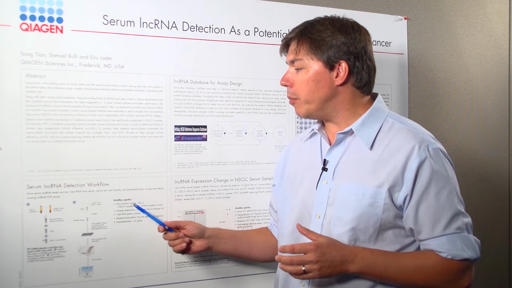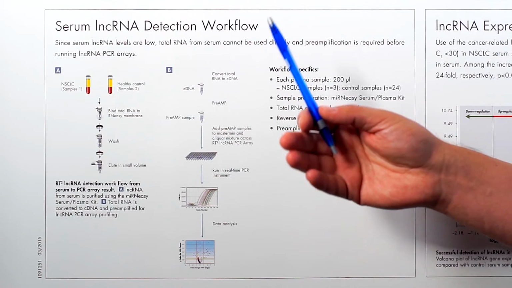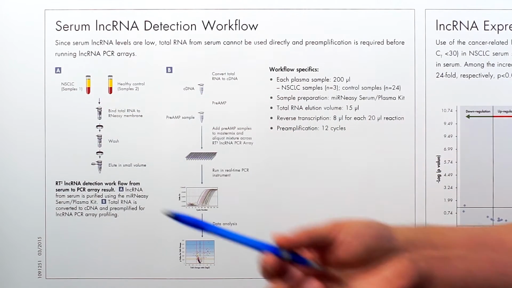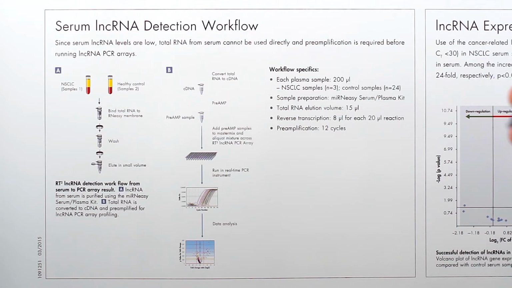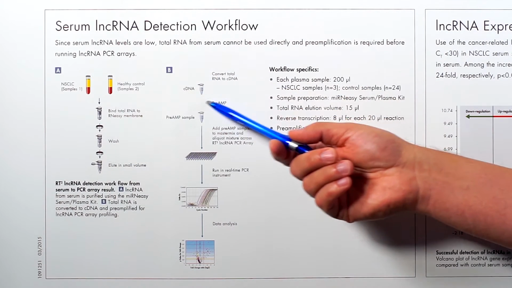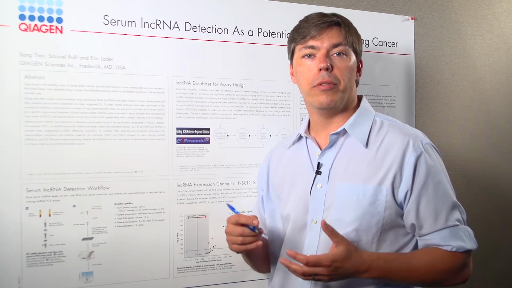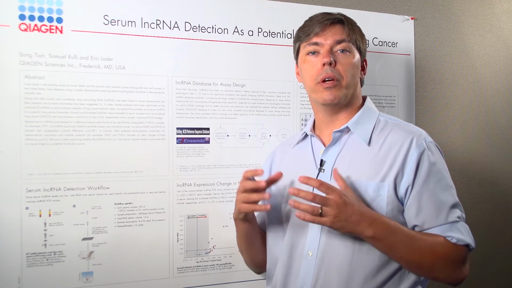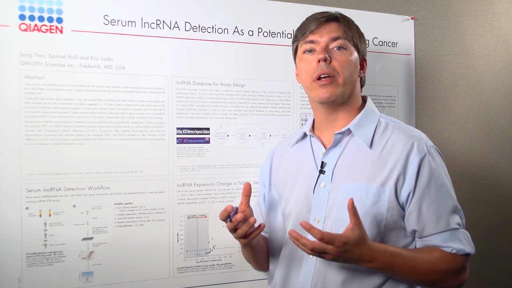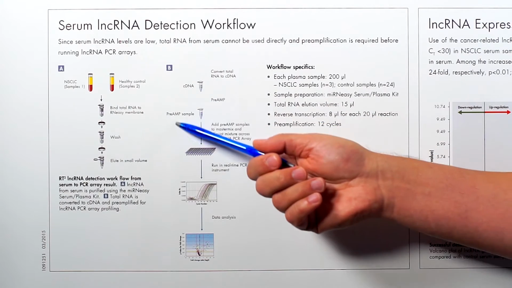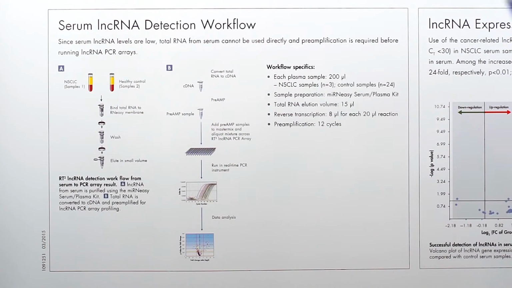To do this, we started with 200 microliters of serum sample. We used the QIAGEN miRNeasy kit, which allows us to quickly isolate all the RNA within our samples. After we isolated all the RNA, we did cDNA synthesis using both random hexamers and oligo-dT in order to completely reverse transcribe long non-coding RNAs that may or may not have a poly A tail. We took this cDNA and did a pre-amplification step.